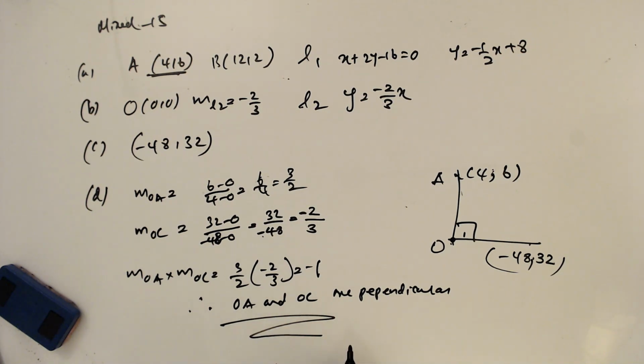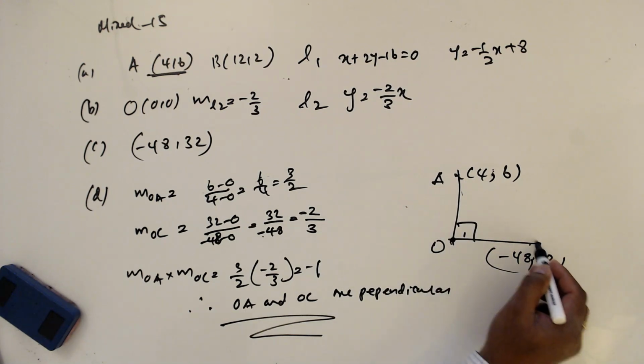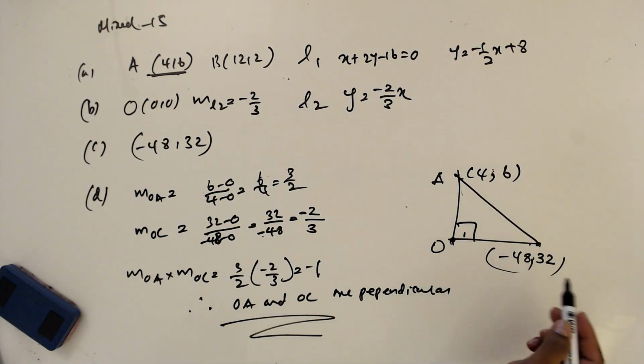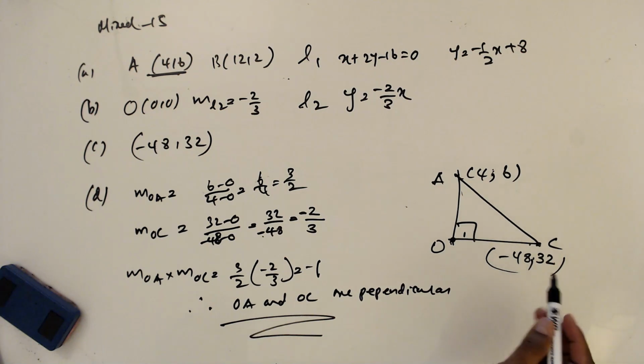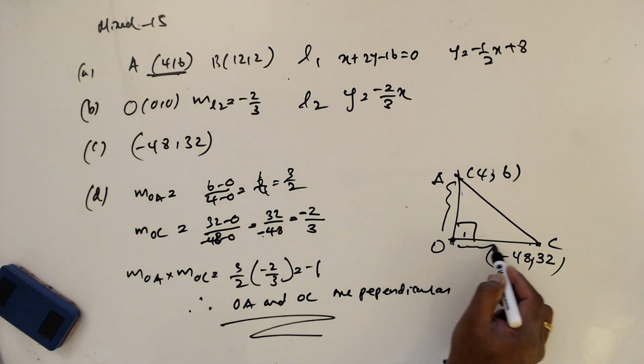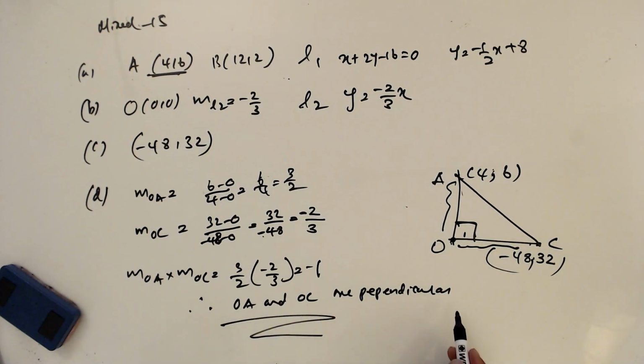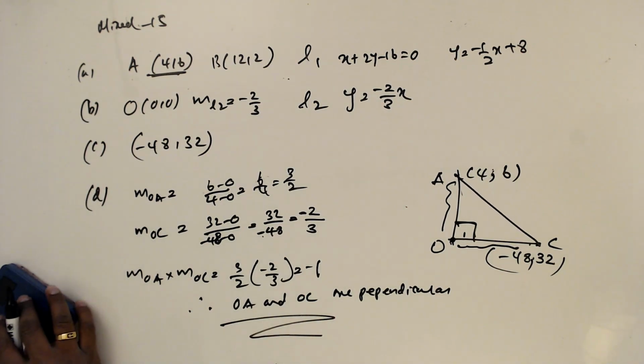Now next part, we want to find the area of the triangle OAC. It is a triangle. This is C. So we will find the OA length and OC length. And this is perpendicular. And then we can find the area.